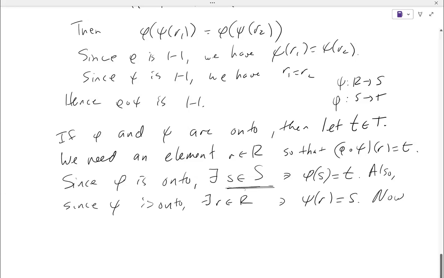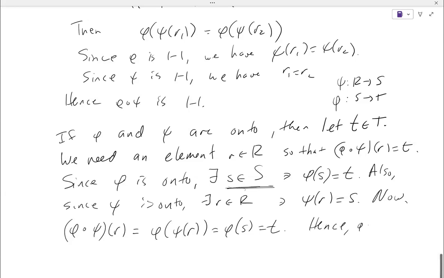So now if we do phi composed with psi of that R we just found, which is what I'm claiming is the R we're looking for, even though it's not an explicit element, I just know that it exists. Phi composed with psi is just phi of psi of R. Psi of R is equal to S, and phi of S is equal to T. Hence the function is onto.